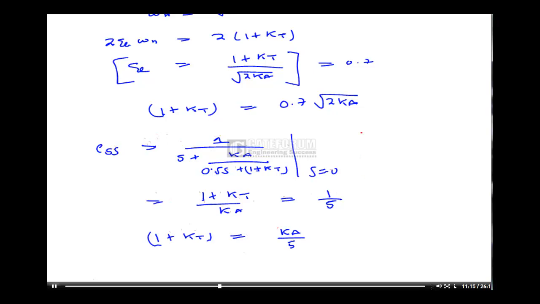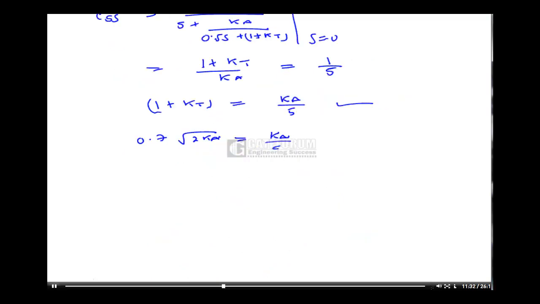Now equating this and this, I can write 0.7 root 2Ka is equal to Ka by 5. Okay. Squaring and substituting, I will get my Ka is equal to 0.7 into root 2 into 5 whole square, which is equal to 24.5.